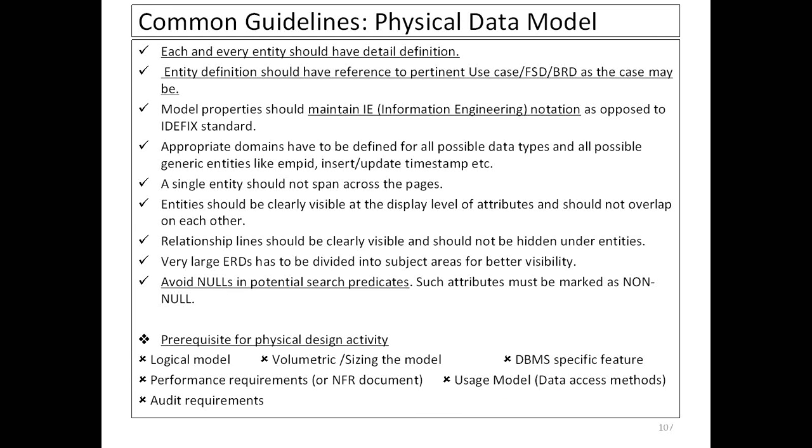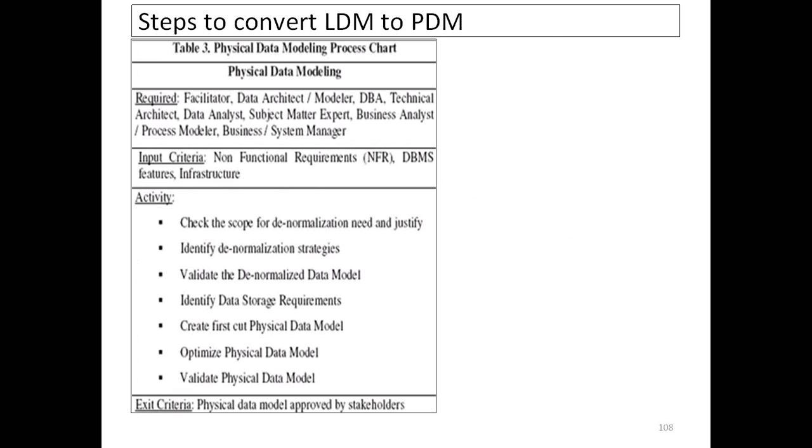So do consider usage model, audit requirements, NFR documents, volumetrics and DBMS specific features as you go ahead to convert a logical data model into a physical data model. So the physical data model process is as over here. We have already seen it. Check the scope of the denormalization and the denormalization need, and justify them. Identify denormalization strategies. Validate the denormalized data model and identify storage requirements.